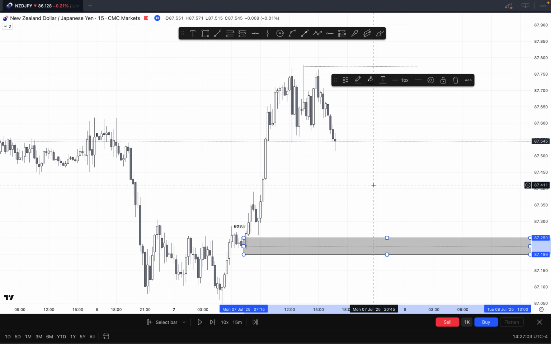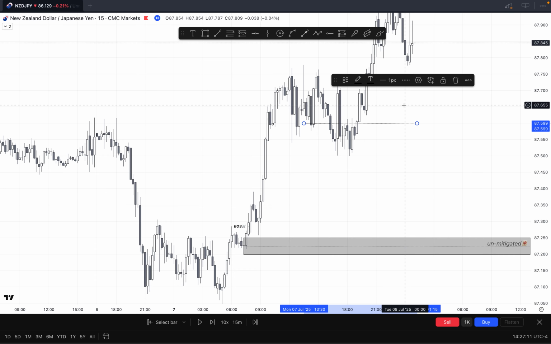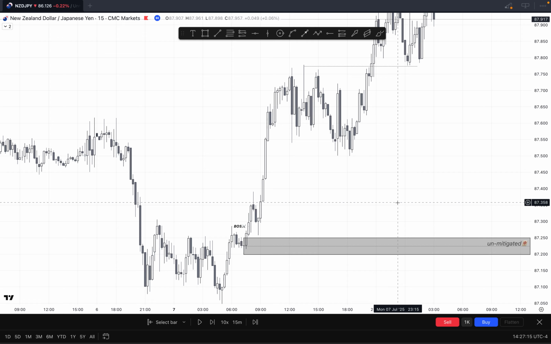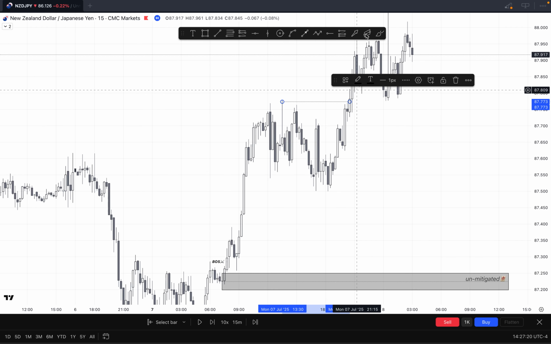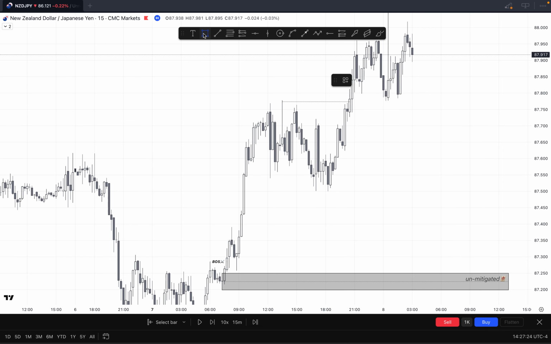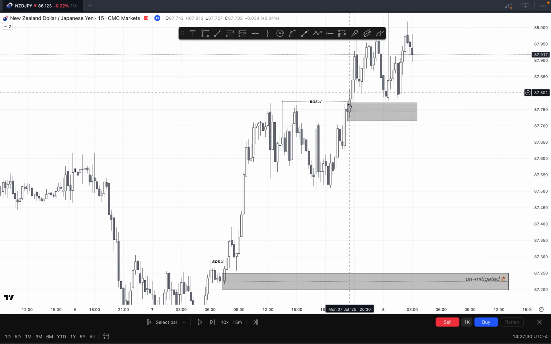So this is unmitigated, looking for an entry. Okay, since the market violated and created a breaker structure here on the 15 minute, then we'll have to mark here. Let me just start marking the candles.